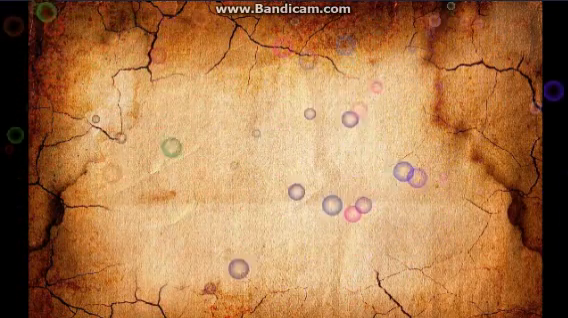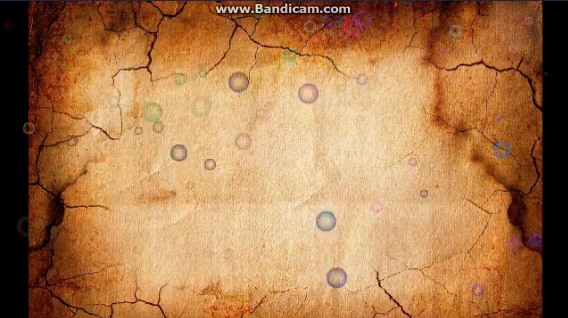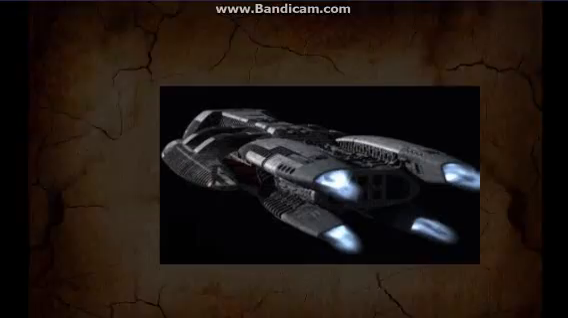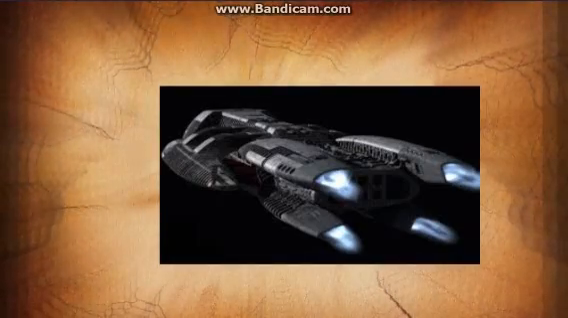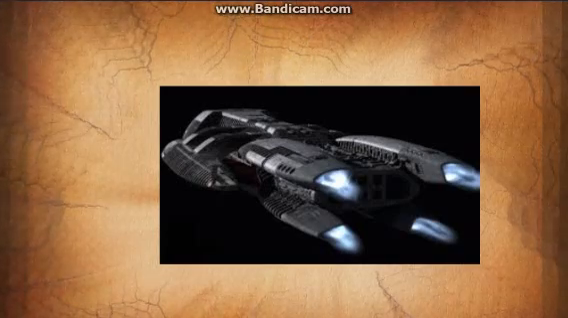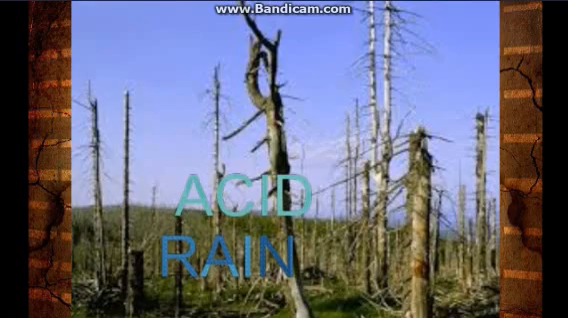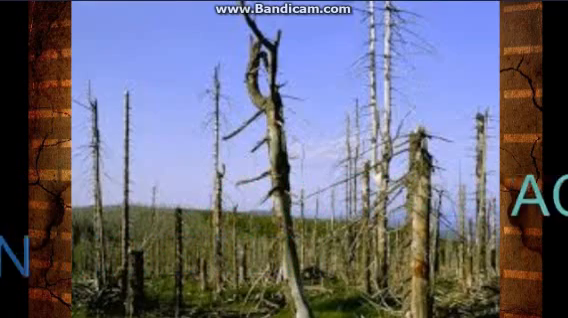Okay, so today we're going to talk about something that sounds like it should be out of a sci-fi film, but it's not. It actually does happen. We're going to be talking about acid rain. Before we get into it, we need to know what causes it. So what causes acid rain?